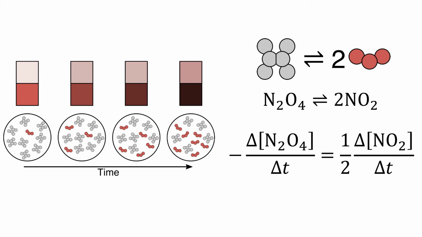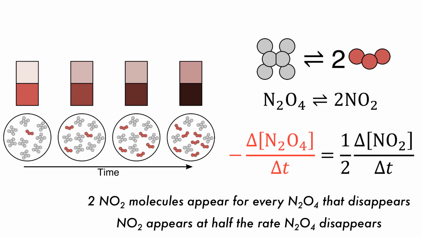The rate can be described as the rate of change in the products over the rate of change in time, or the change in concentration of the reactant over the change in time, though this is negative because the reactant is consumed in the reaction. Remember that the brackets mean concentration of, and the triangle is the Greek letter capital delta, which means change in. One nitrogen tetraoxide disappears for every 2 nitrogen dioxides that appear, so nitrogen dioxide appears at half the rate that nitrogen tetraoxide disappears.